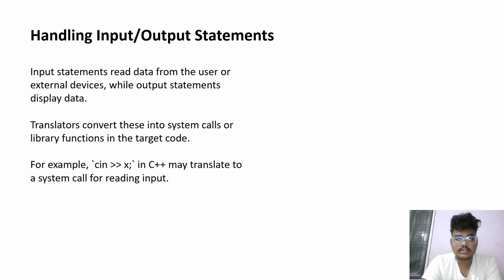Handling input-output statements. Input statements read data from the user or external devices, while output statements display data. Translators convert these into system calls or library functions in the target code. For example, cin >> x in C++ may translate to a system call for reading input. What this essentially means is input statements read data from the user, while output statements display the data stored within the devices to the user with the help of a monitor or other output devices such as speakers.